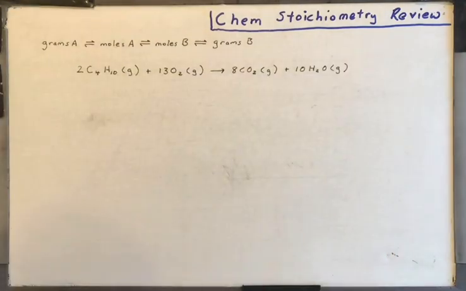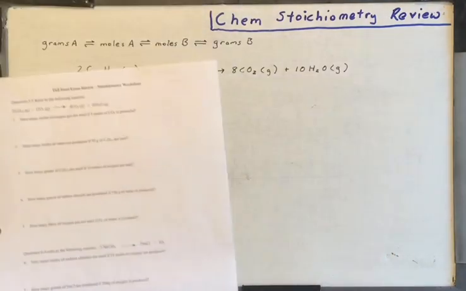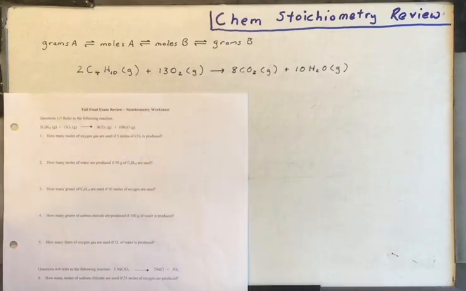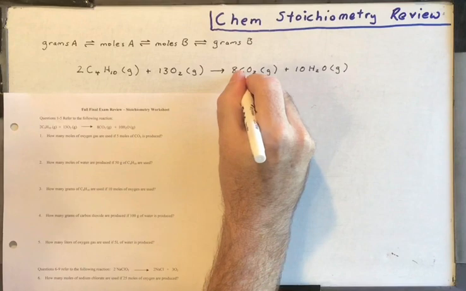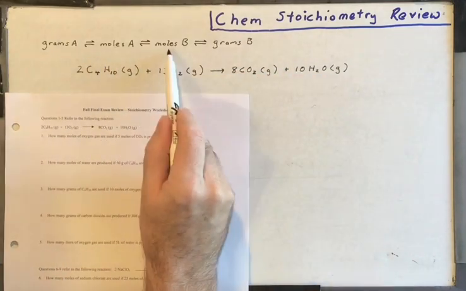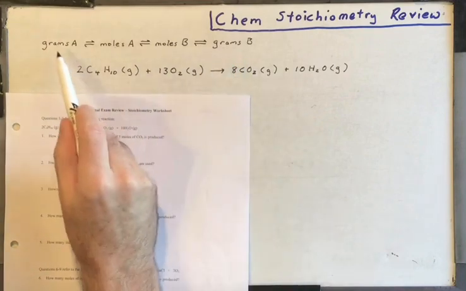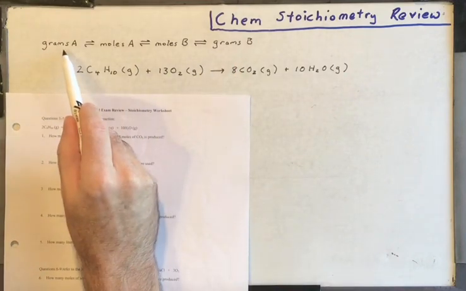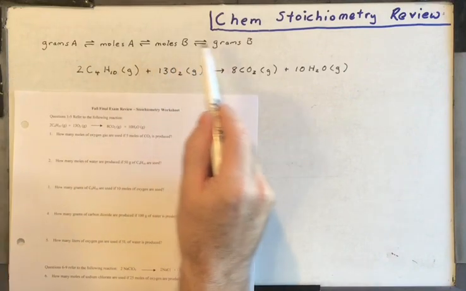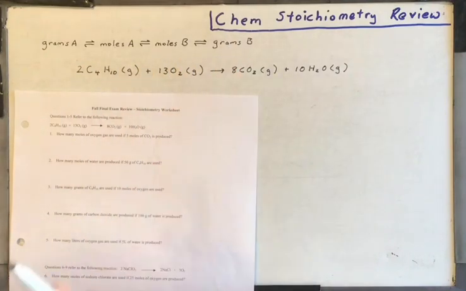Okay, so number 1 refers to this chemical equation. You do have to have a balanced chemical equation to do stoichiometry. And this is the main equation that you need to memorize right here. Grams of substance A, then you go to moles of substance A, then moles of substance B, and then you can go to grams of substance B.